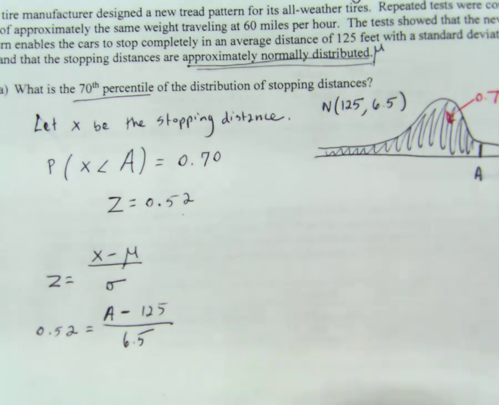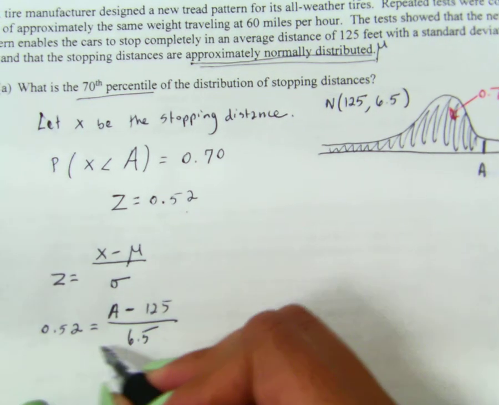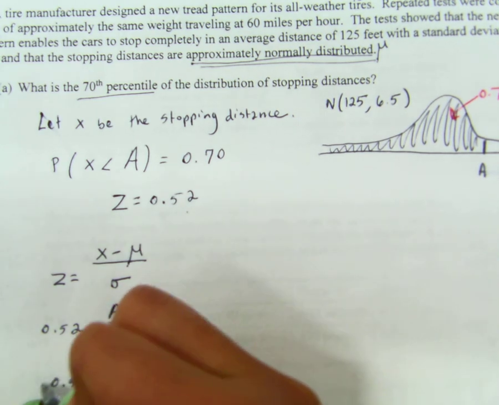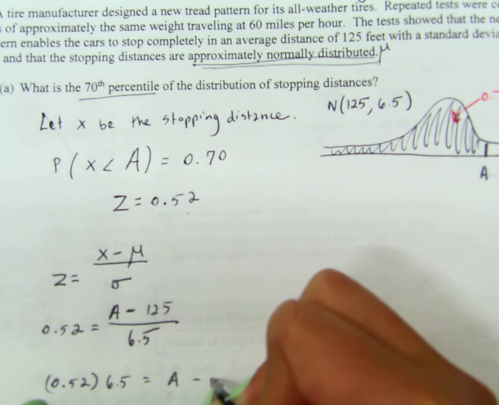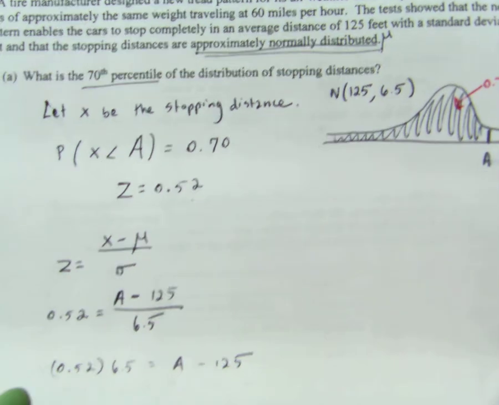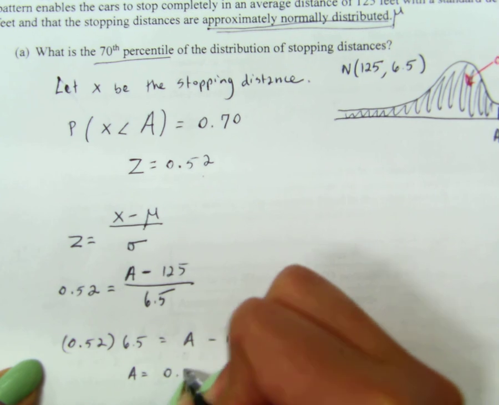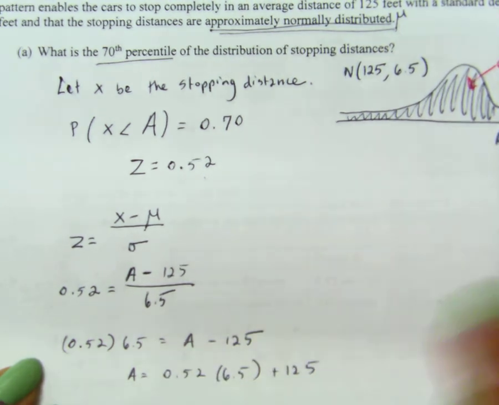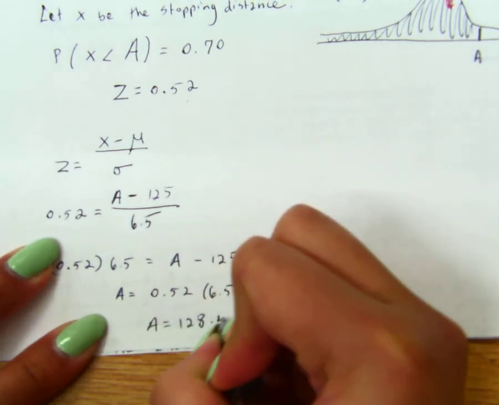minus the mean, which is the 125, over your standard deviation, which is 6.5. Okay. At this point, it is now just going to be algebra, so I'm going to go ahead and multiply 6.5 on both sides. So we have 0.52 times 6.5 is equal to A minus 125. Okay, and then we would add that 125 to both sides, so I have 0.52 times 6.5 plus 125. That's what's going to equal A. When you punch that into your calculator, we're going to get 128.4.